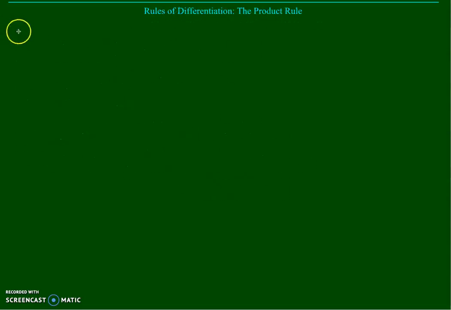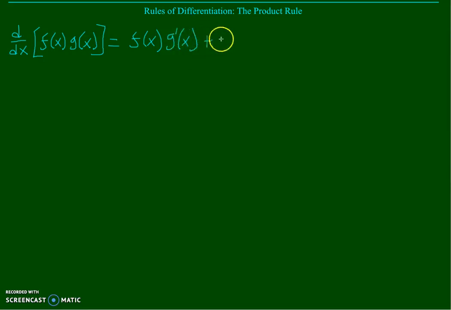And the product rule states the derivative with respect to x of some function f times some other function g equals f of x times the derivative of g plus g of x times the derivative of f.